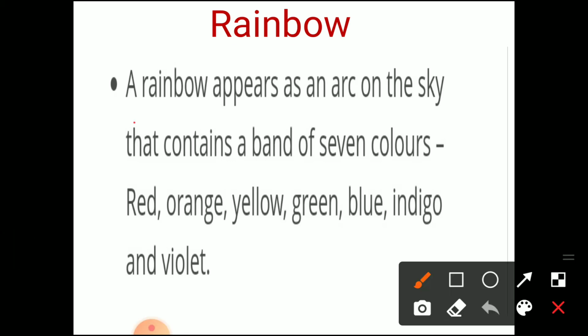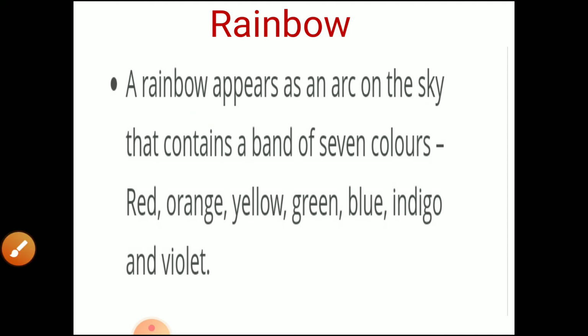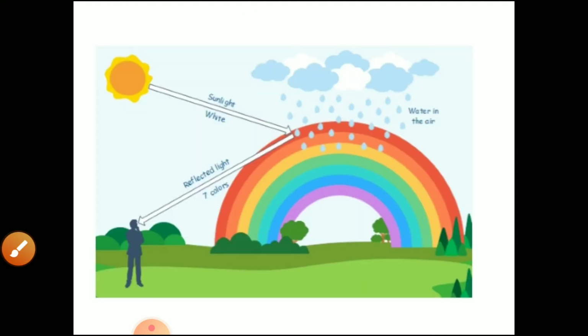A rainbow appears as an arc in the sky that contains a band of 7 colors, and you all know we also call it the Vibgyor. The colors are red, orange, yellow, green, blue, indigo, and violet. So, the rainbow is seen as a large arc in the sky with many colors. In short, we call it the Vibgyor. Here you can see the rainbow formed.